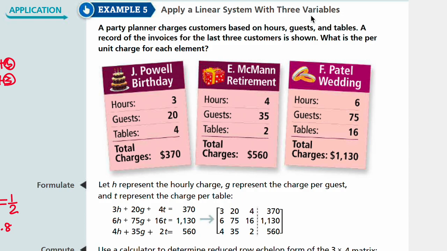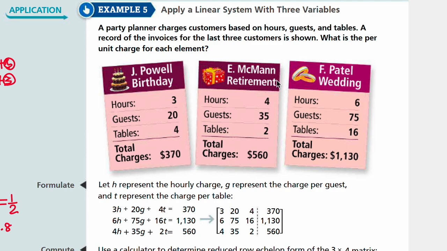Let's look at example 5. A party planner charges customers based on hours, guests, and tables. A record of the invoices for the last 3 customers is shown. What is the per unit charge for each element? So in this graph, you can see J. Powell's birthday. We have number of hours, 3 hours, right? Guests, 20 guests, and then 4 tables. So total charges would be $370.